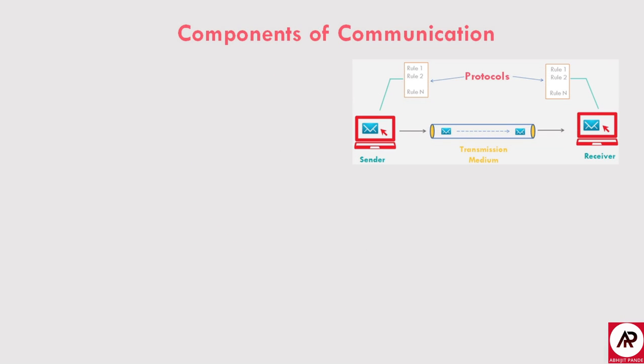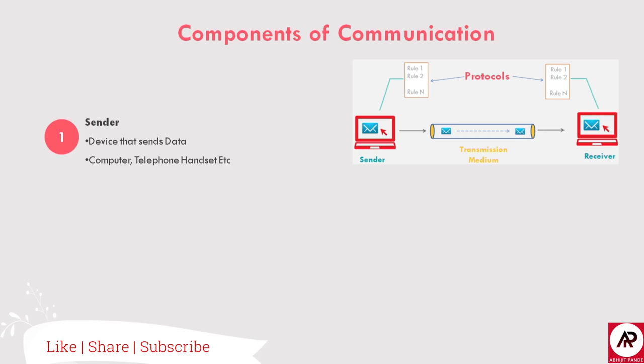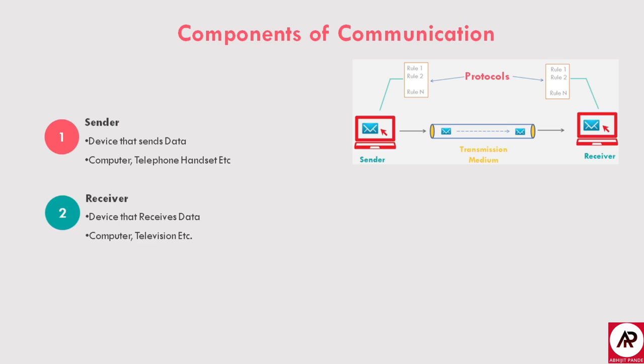We have already discussed this diagram. Now the first component is the sender. A sender is a device that sends data to the receiver. It can be either a computer or a telephone handset, etc. It can be anything which is capable of sending data to a particular system. On the other hand, a receiver is a device which receives data sent by a sender. So the receiver can be a computer or a television. If we are considering a television as a receiver, then it receives the signals that are broadcast by a satellite.